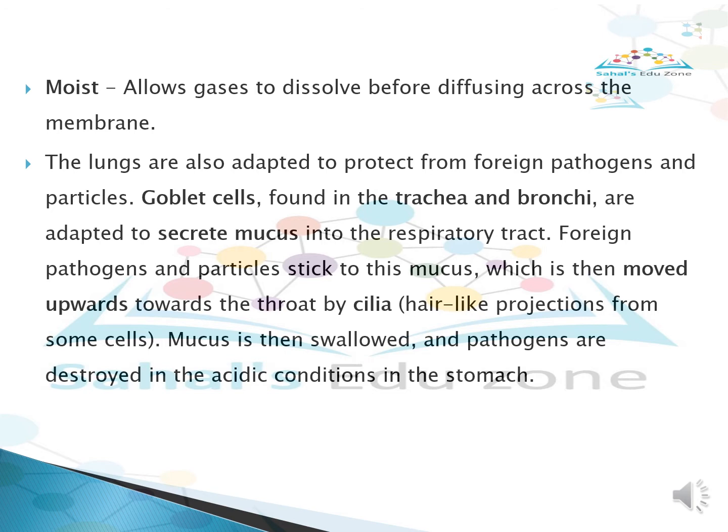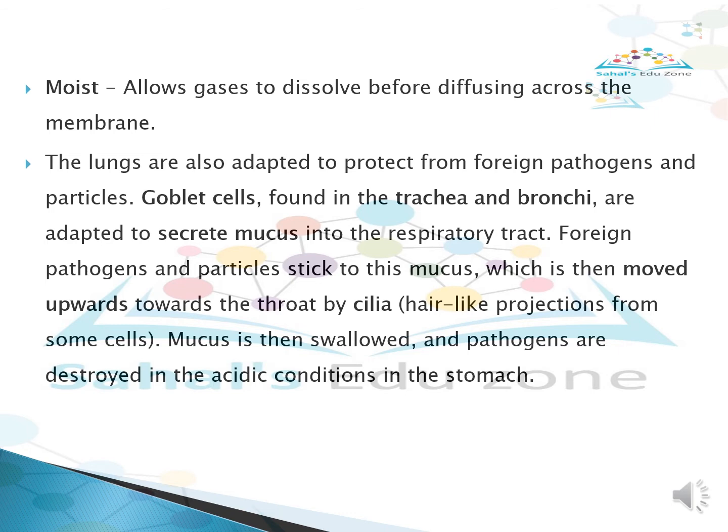Moist allows gases to dissolve before diffusing across the membrane. The lungs are also adapted to protect from foreign pathogens and particles. Goblet cells found in the trachea and bronchi are adapted to secrete mucus in the respiratory tract. Foreign pathogens and particles stick to this mucus, which is then moved upwards towards the throat by cilia.